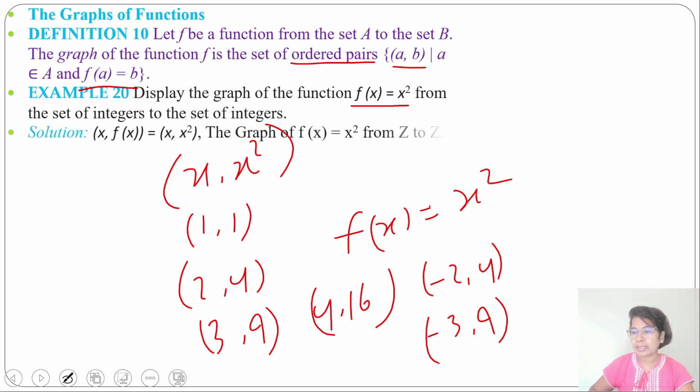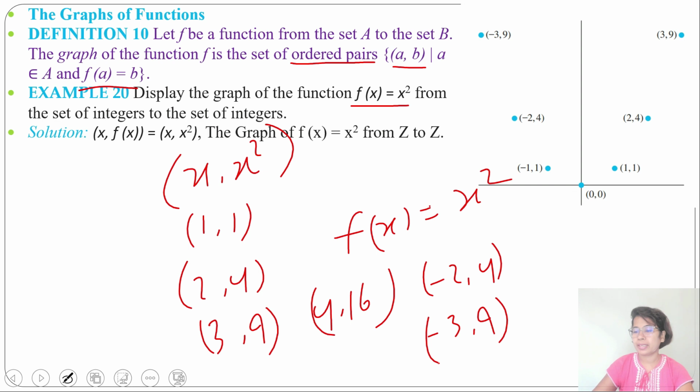So now let's create a graph. Graph will be like this. Here is the positive side, here is the negative side. Now (1, 1), (2, 4), (3, 9), (-1, 1), (-2, 4), (-3, 9). So all are the ordered pairs of x and x square.